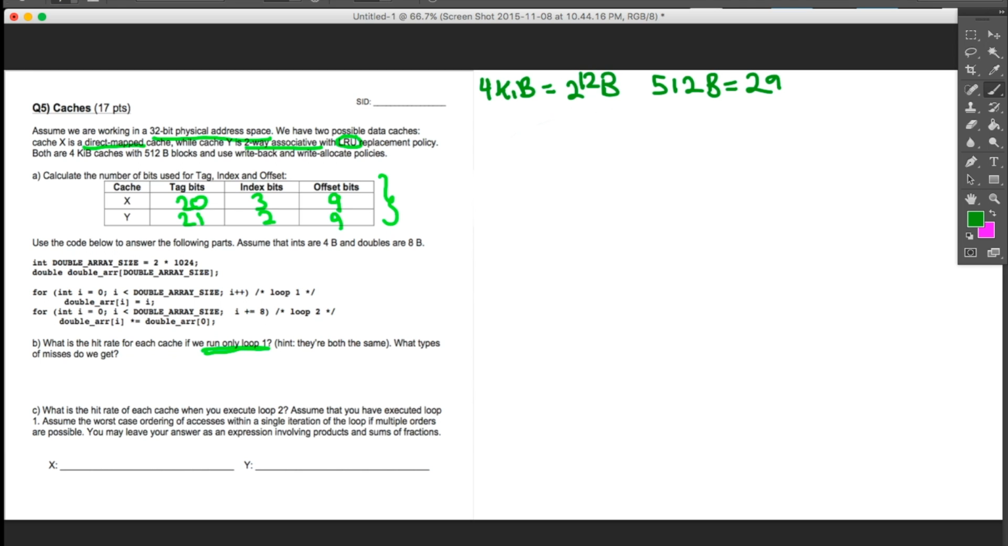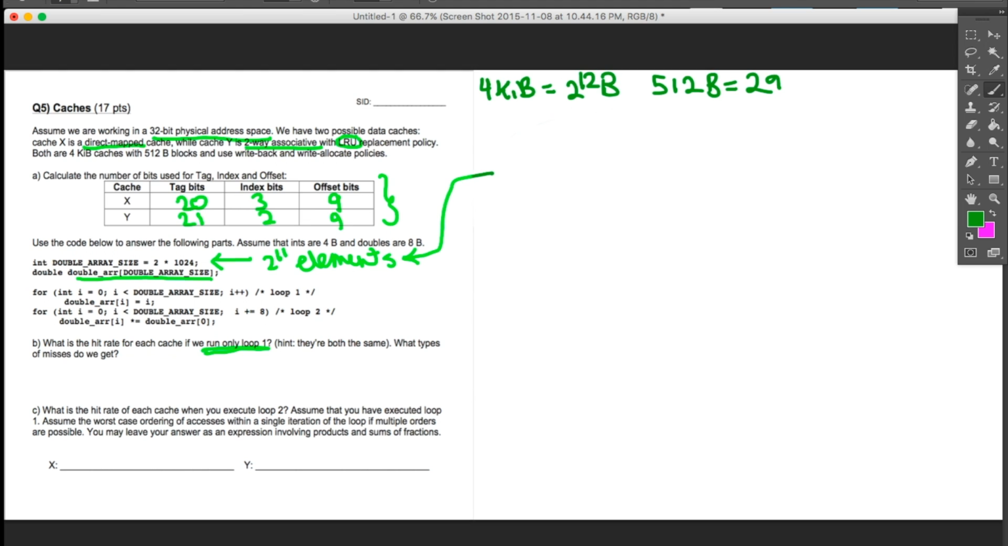So we're given a double array of size, double array size. And we know that the double array size, well, what is this? This is 2 to the 10 times 2, that's 2 to the 11. So 2 to the 11 elements.